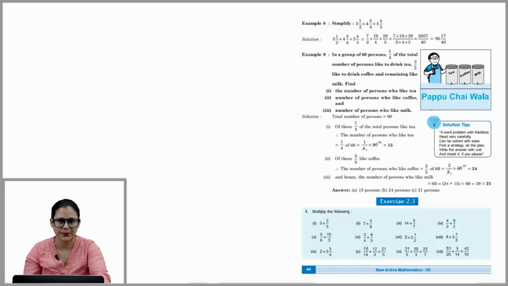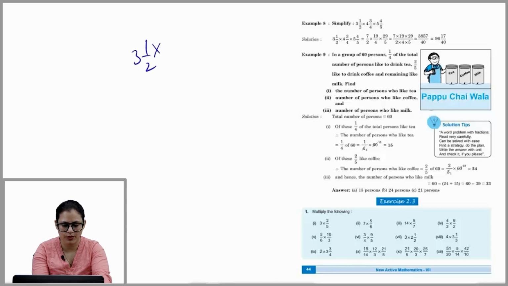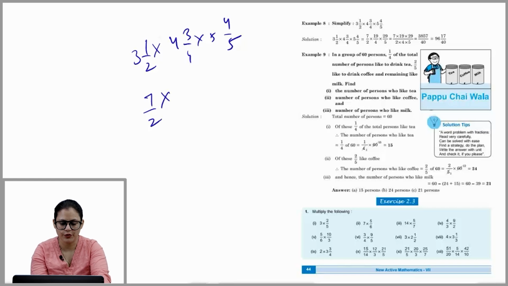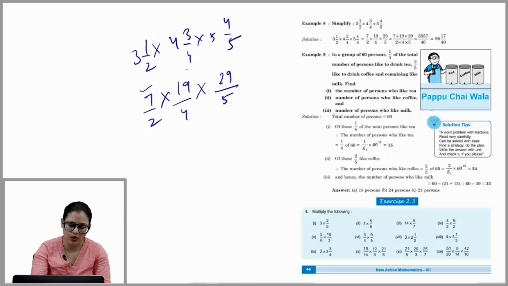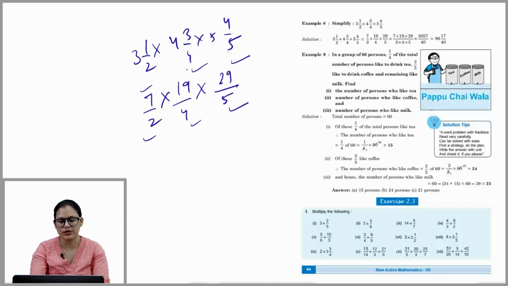Example, simplify 3 1 by 2 into 4 3 by 4 into 5 4 by 5. First convert into improper fractions. 3 2s are 6 plus 1, 7 by 2. 4 4s are 16 plus 3 is 19 by 4. 5 5s are 25 plus 4, 29 by 5. As you can see, we cannot simplify them. So what will you have to do? You will multiply all three numerators and multiply all three denominators. And this is an improper fraction, so you will convert it into a mixed number.